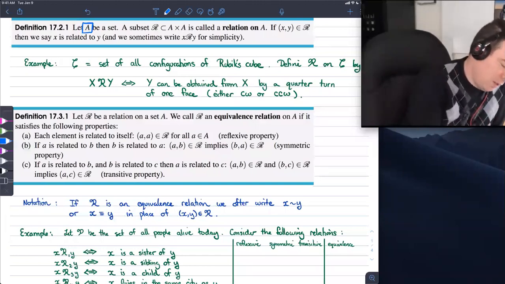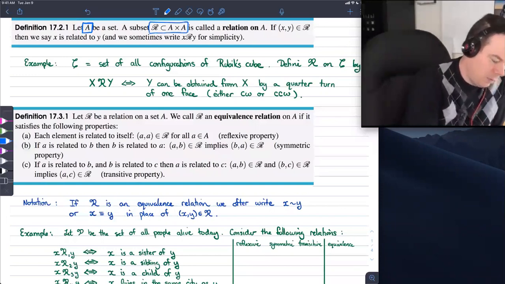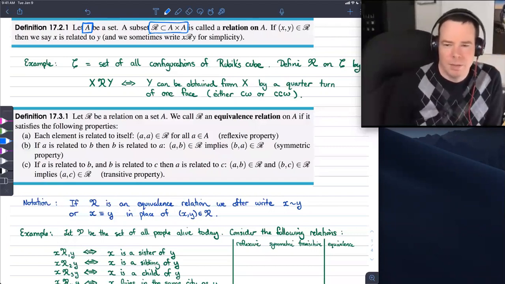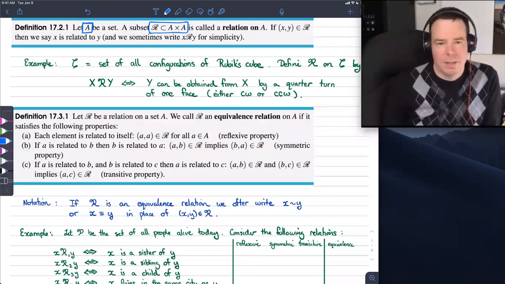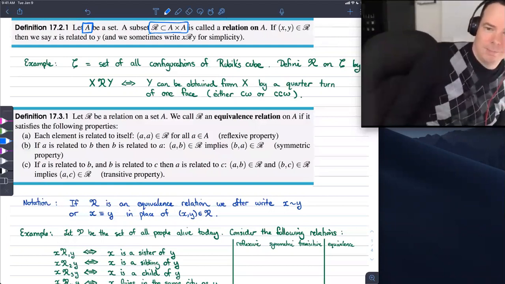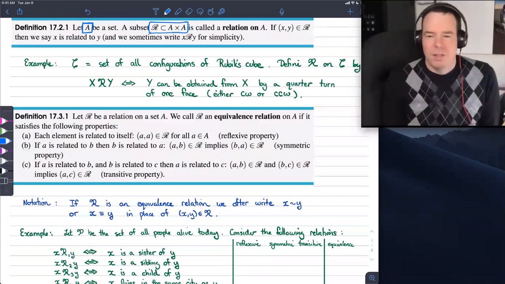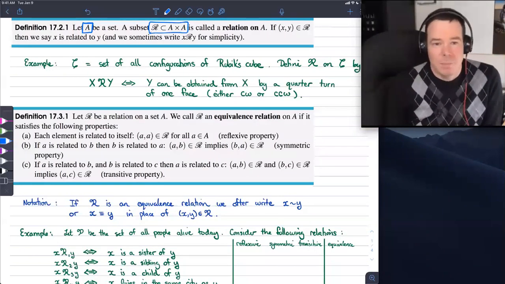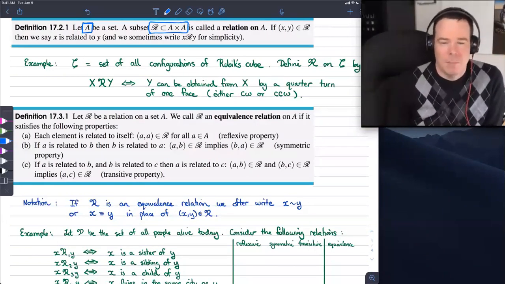A relation is just a subset of ordered pairs. So it's a subset of A cross A. So a relation is just a collection of ordered pairs of elements from A. That's it. That's all a relation is. I've called it here this fancy R for relation, but it's just a subset. So it could be empty. It could be the empty subset. That would be the empty relation.